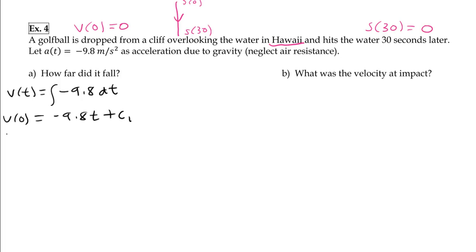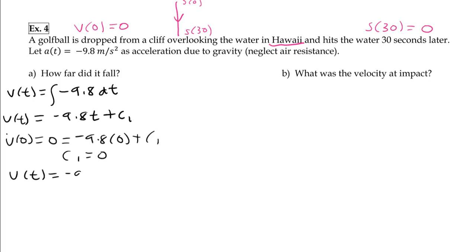Oh, and there was actually a typo here. That's supposed to be v of t. Okay, so v of 0 is 0, which is negative 9.8 times 0 plus c1. That makes c1 0. So our velocity function is just negative 9.8 t. But remember, we weren't trying to get to velocity. We were just using that to get to position.